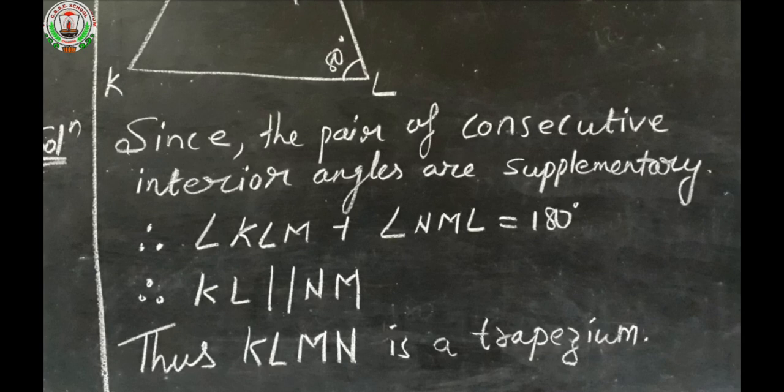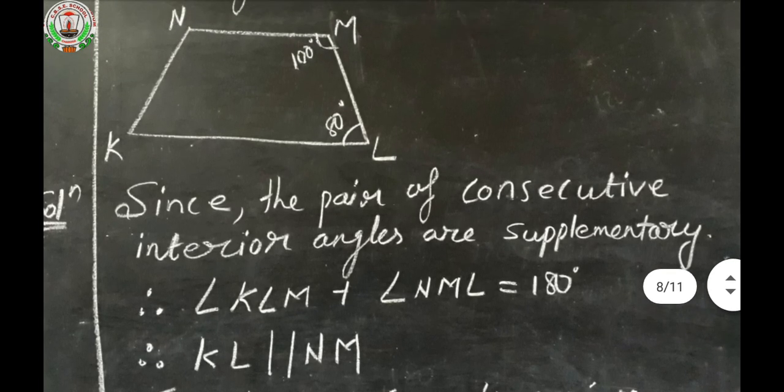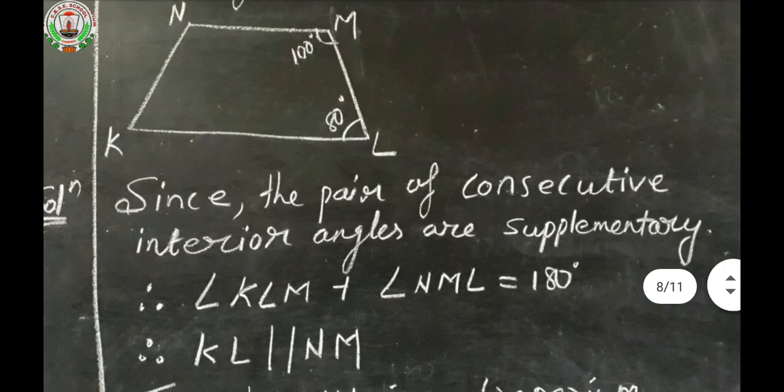That's why here another property is used for the trapezium, that is the pair of consecutive interior angles are supplementary, that is angle KLM plus angle NML is equal to 180 degrees. If it is 180 degrees, that means the opposite sides are parallel. The two opposite sides which are parallel are KL parallel to NM, with KL at the downside, isn't it? And NM is the upside.